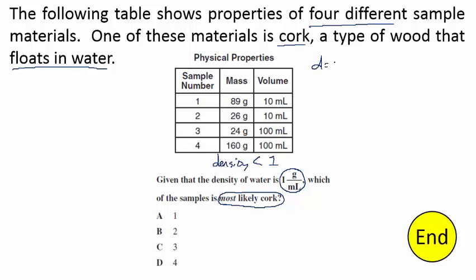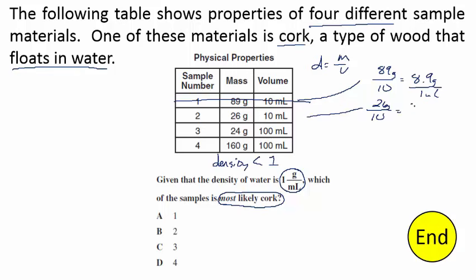So if we know that density equals mass divided by volume, we should be able to quickly decide which one has a density of less than 1. So the first one here, 89 divided by 10, gives me a density of 8.9 grams per 1 milliliter. Choice 1 is out. 2, and you can do these quickly. 26 grams divided by 10, 2.6 grams per 1 milliliter. This one's out.